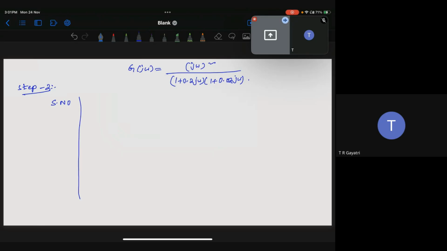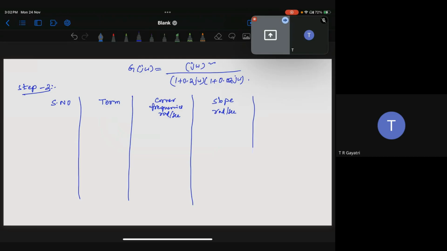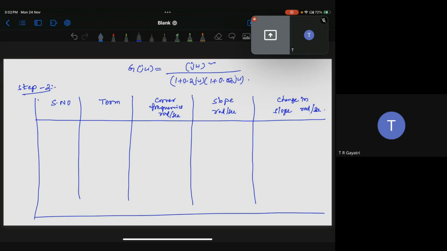Let's say serial number. So we take individual terms, then we identify corner frequencies, which are in radians per second. Then we find the slope at each corner frequency, and we also find the change in slope. Based upon this table, we draw the Bode plot.